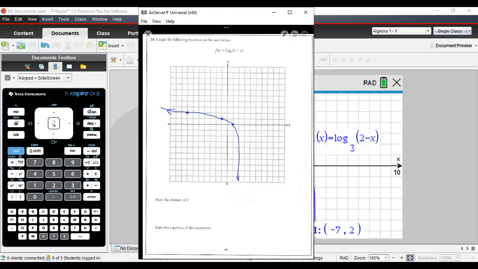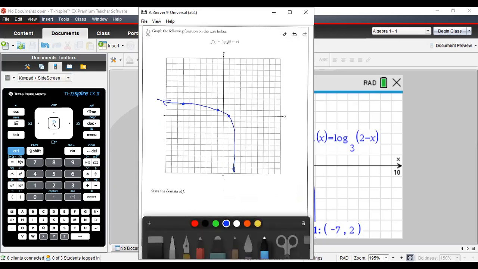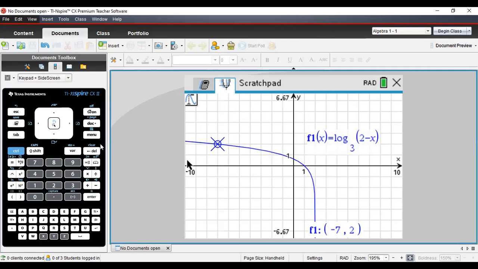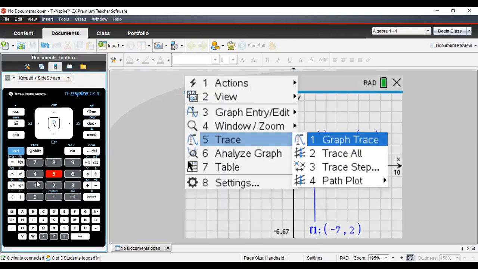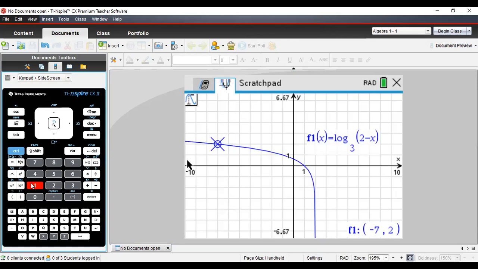Now I have to understand, it says state the domain. So the domain is basically the x values. If you look at this, you can see that this is going off into negative infinity. So the start of the domain for this function is negative infinity. But the question is, it looks like if you look at the graph, it goes down. Now watch what I do. If I do menu 51 and put in 1.5, it gives me this.